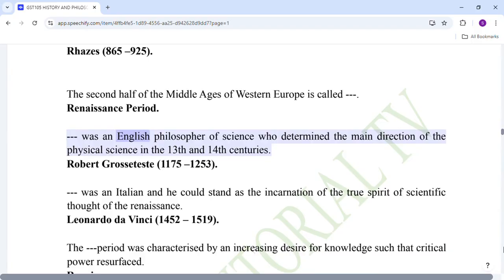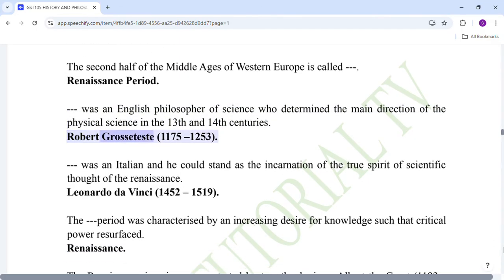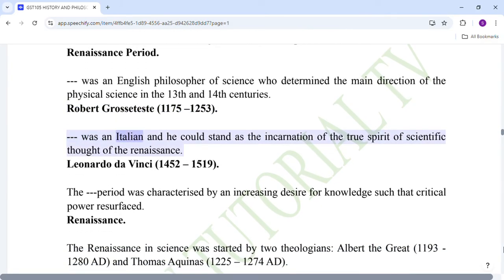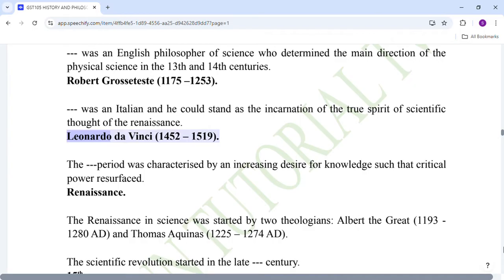Robert Grosseteste, 1175–1253, was an English philosopher of science who determined the main direction of the physical science in the 13th and 14th centuries. Leonardo da Vinci, 1452–1519, was an Italian and he could stand as the incarnation of the true spirit of scientific thought of the Renaissance.